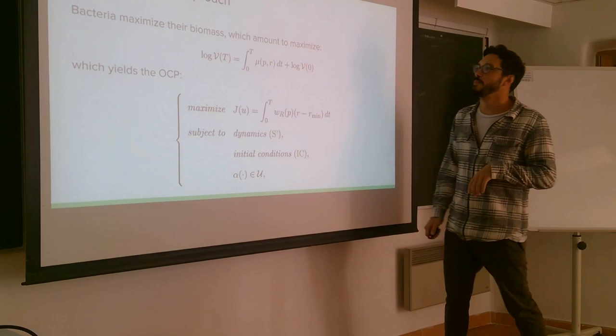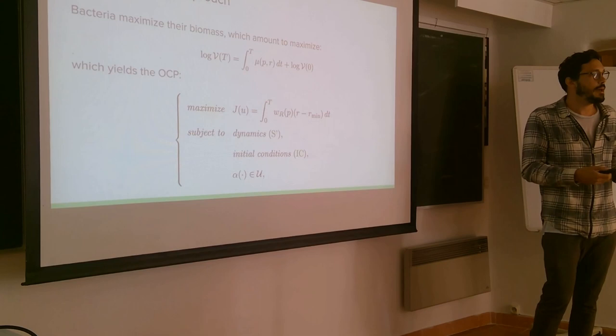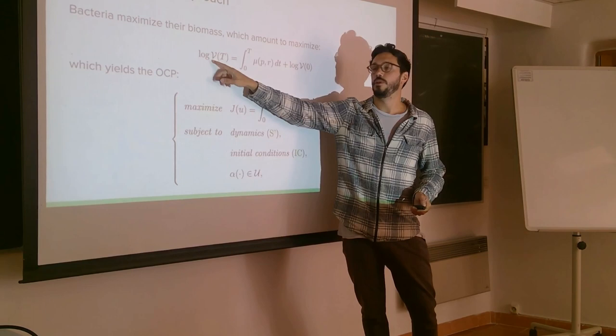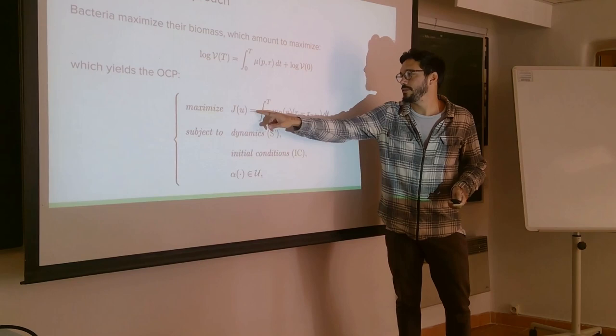Okay, so now we know what happens. We know this model is optimal in steady state, but now we want to see what happens in dynamical environments. So what we're going to do is write an optimal control problem where the bacteria is going to maximize, well, here we take the log of the biomass, but it could be just the biomass, easy for all, because it's simpler. And the idea is that the optimal control would maximize the growth rate subject to dynamics.